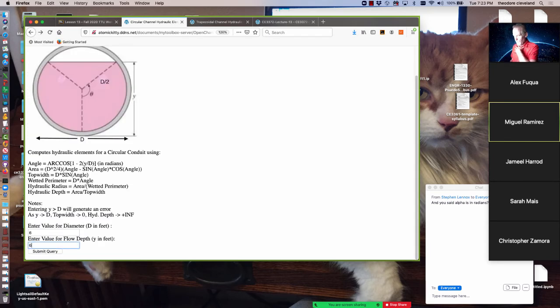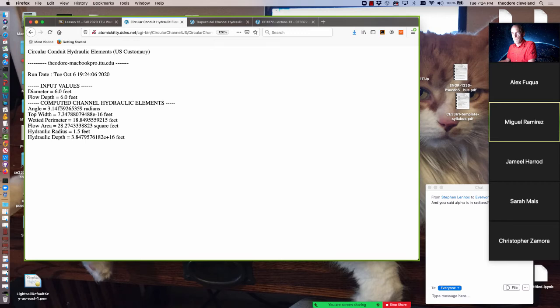If the pipe is full, what's the angle going to be? The angle is going to be half a circle. It's going to be pi. So we get something around 3.14159. So our algorithm seems to work for the pipe going full.